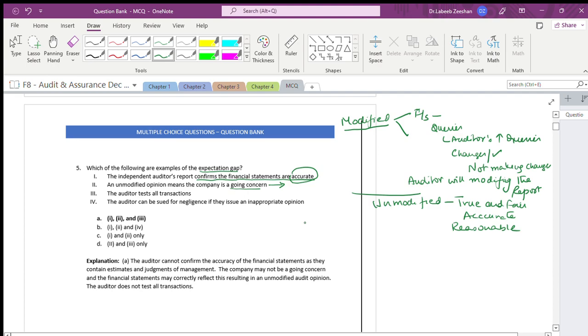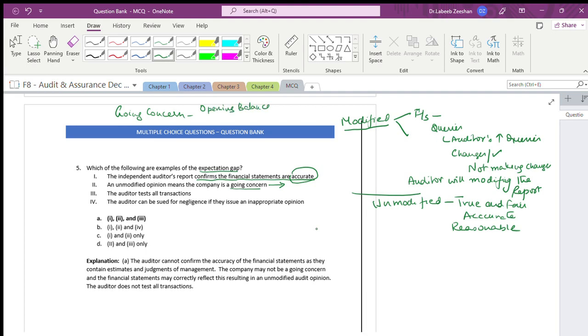We'll cover this, we'll complete this, and we'll stop for prayers. Unmodified opinion is nothing but a going concern. Going concern, what does it mean? I will write here. When we are saying it is a going concern, we are preparing the financial statements with respect to what? Every account will have an opening balance and every account will have a closing balance.